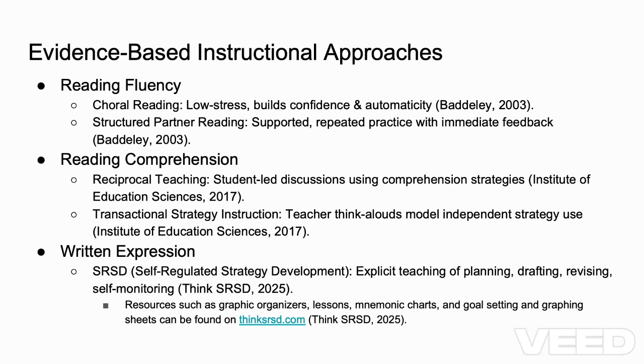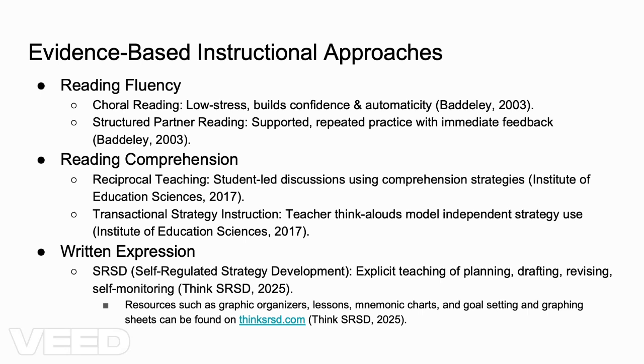For reading comprehension, strategies that can be used are reciprocal teaching or transactional strategy instruction. Reciprocal teaching is where students lead discussions about text using the four strategies for comprehension that have already been taught and modeled. This is impactful for literacy learning because it actively engages students in monitoring their understanding, promotes deeper thinking, and uses peer learning to foster independence in using strategies like predicting, questioning, clarifying, and summarizing.